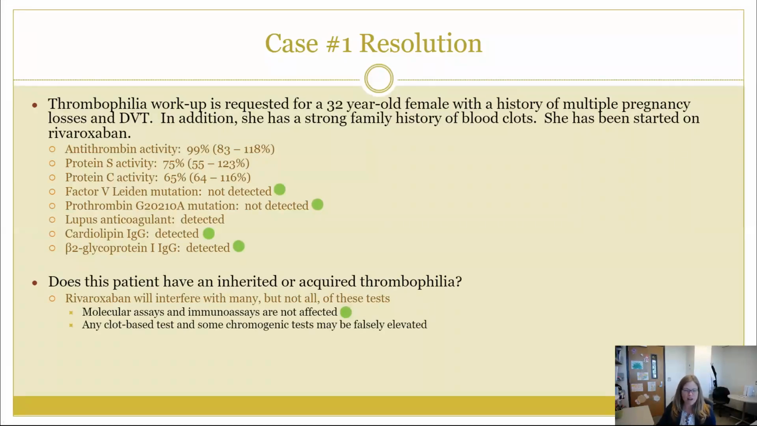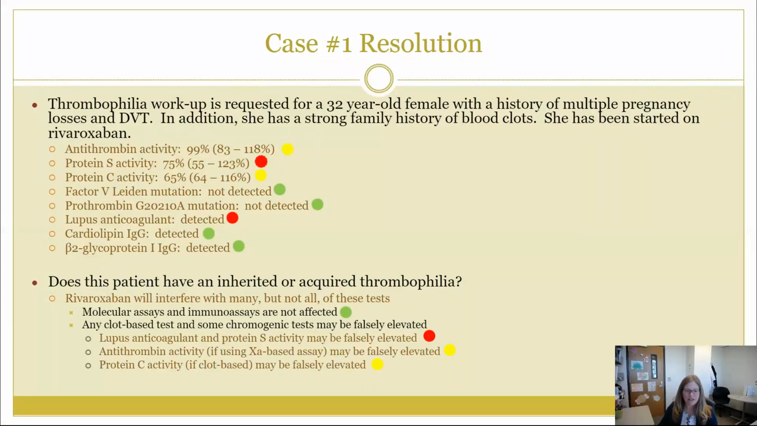Now we deal with clot-based and chromogenic tests. These have the potential to be falsely elevated. To start, clot-based tests are usually where we're the most concerned. In this case, lupus anticoagulant testing was performed using clot-based assays, and protein S activity was also performed. Protein S activity was reported within the reference interval, but this could have been falsely elevated by the presence of rivaroxaban. And this lupus anticoagulant may have also been falsely positive due to the presence of rivaroxaban.